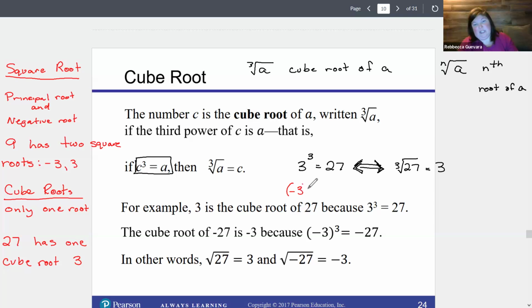So that means if I looked at something like -3 cubed, well, that's -3 times -3, which is +9, times another -3 gives me -27. So according to this then, that means that the cube root of -27 is in fact -3. So this is something we don't see in square roots, but can happen in cube roots. So 27 has one root, and also -27 has one root. Meant to write cube root instead of root root.